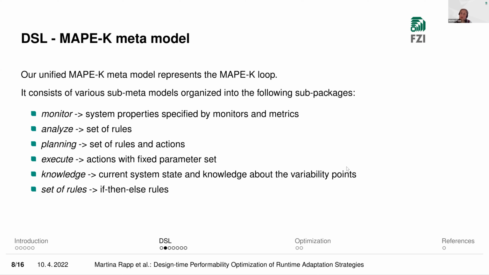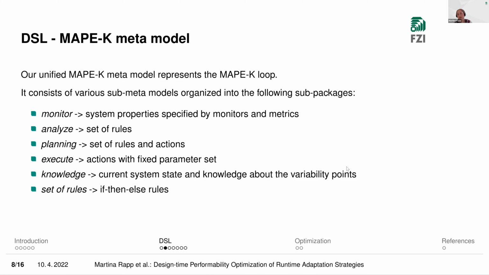In the planning part, this defines the set of rules and actions which are specified as model transformations, usually by dedicated domain experts. The execute part contains the selected set of rules and actions with a then fixed parameter set that should be later executed. The knowledge part contains the current system state and also the knowledge about the variability points in form of a variability meta model. Let me say some details about this variability meta model.